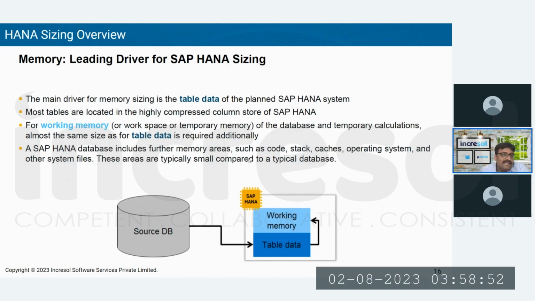Along with this, HANA is software again, right? So it has its own programs and cache, and the operating system and so on. We need to reserve some memory for those programs or the underlying software, so that memory also we need to consider. So it's table data, working memory, and program memory. All these three we need to consider when we are assessing the size of memory required.